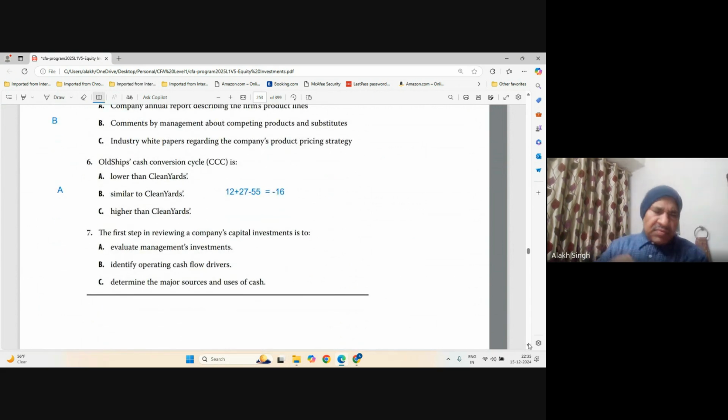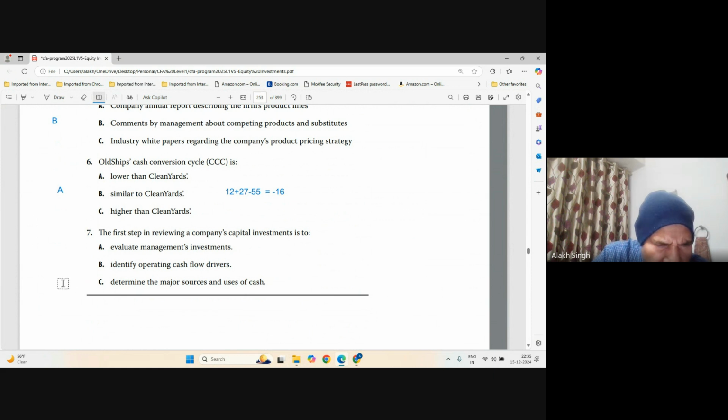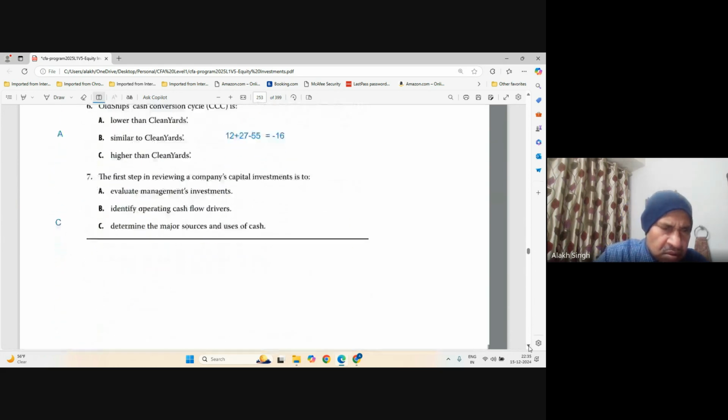Then, yeah, question 7. The first step in reviewing a company's capital investment is to evaluate management's investments, identify operating cash flow drivers, determine major uses of cash. Sir, determine the major sources and uses of cash. Okay, yes. So determine, the C. Let's go back. So 7 is C, A, B, and then C, B, A, C.